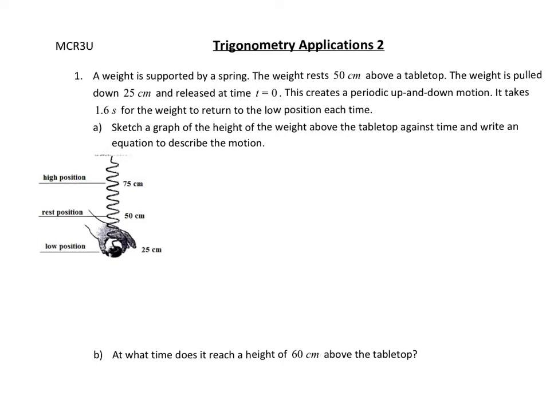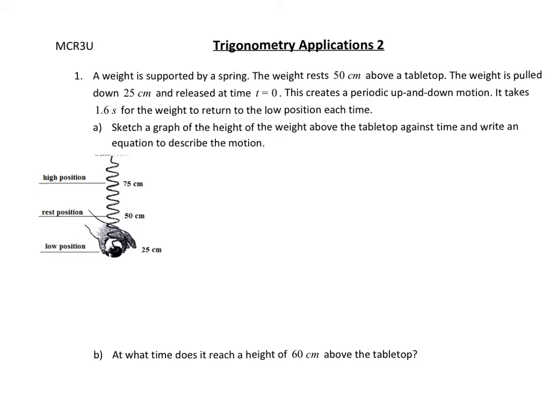So this example, a weight is supported by a spring. The weight rests at 50 centimeters above a tabletop. The weight is pulled down 25 centimeters and released at time t equals 0. This creates a periodic up and down motion. It takes 1.6 seconds for the weight to return to the low position each time.